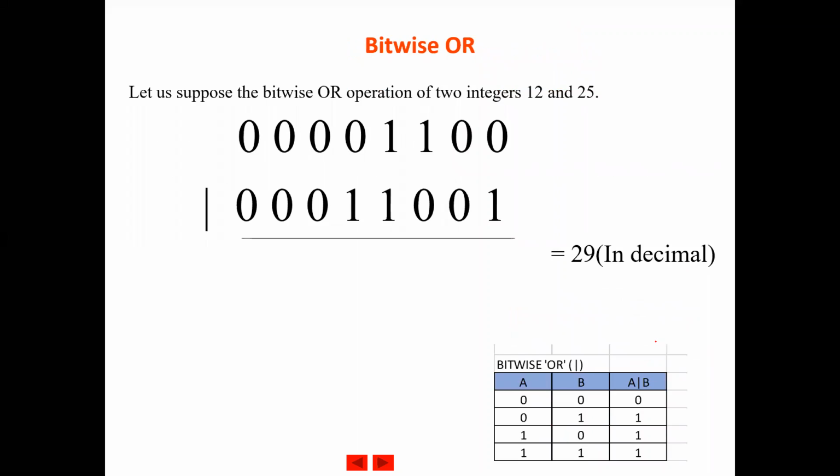So we'll solve one example with that. So you have to represent it. Here I have taken the same two numbers, 12 and 25.